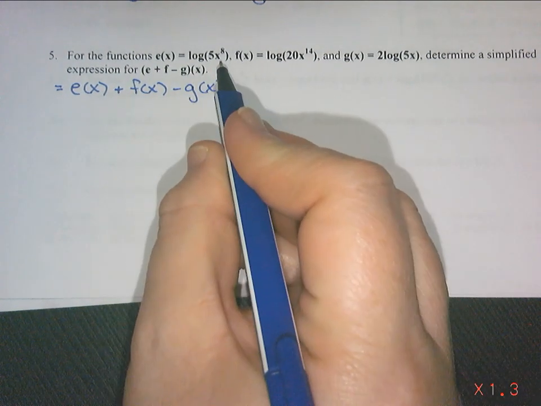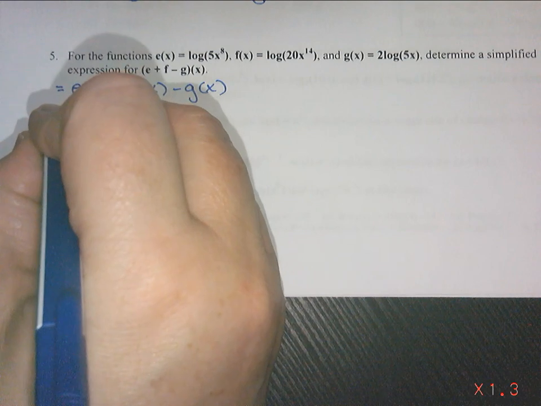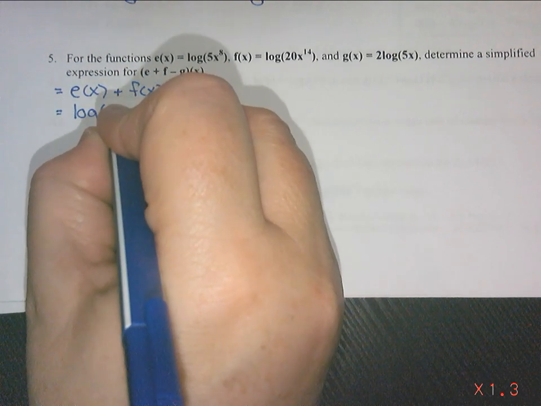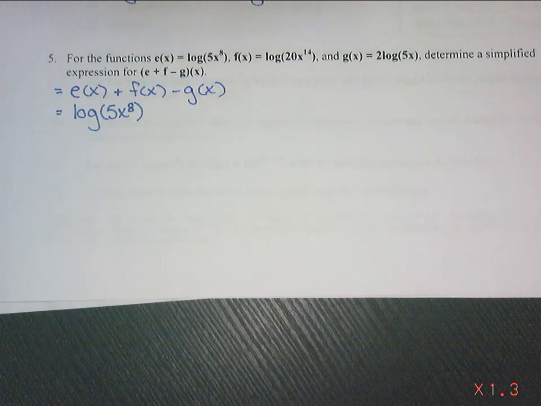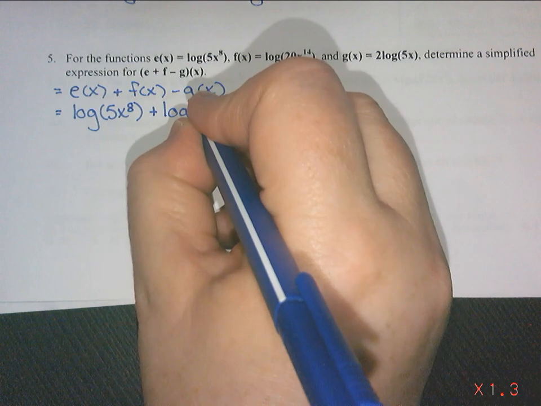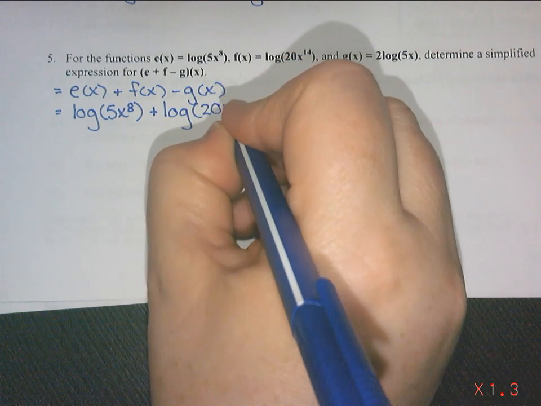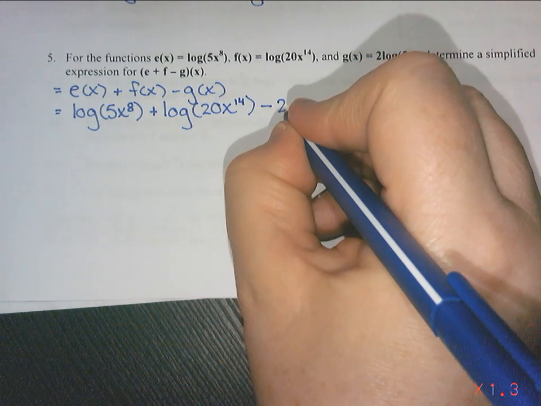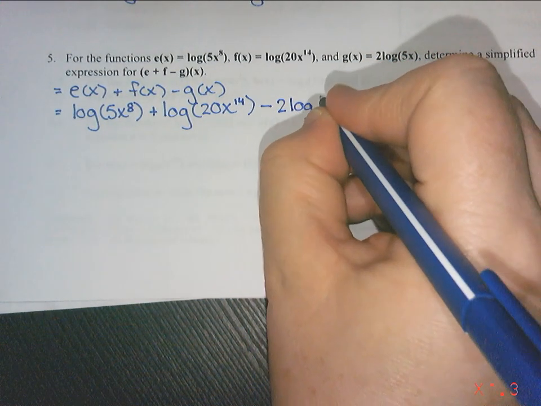All right, we are going to substitute in e, f, and g. So e is log of 5x to the power of 8. F is log of 20x to the 14. And then g is 2 log of 5x.